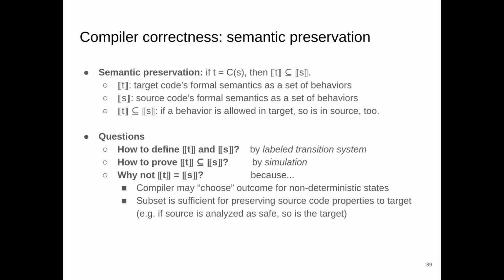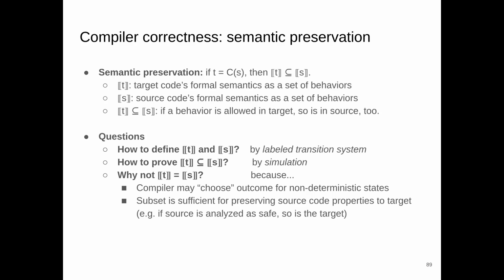And the second thing is, let's assume that we have defined the semantics of the target and source code. Then how do we prove that the target semantics is a subset of the source's semantics? We really need to have a theory about proving this relation. So we are going to learn what is called a simulation relation, which is actually doing so.